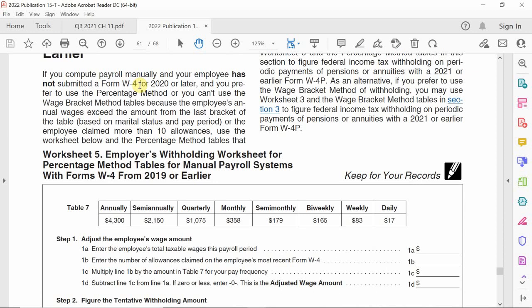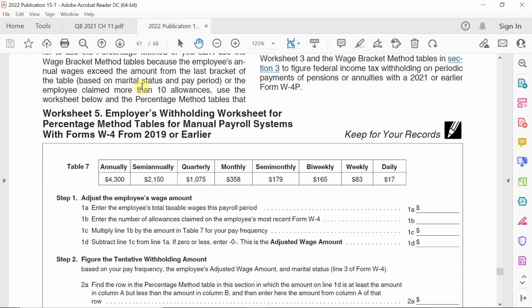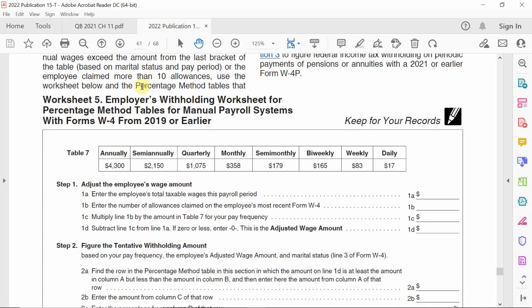If you remember on Thursday, we said that she was married and she claimed 2 allowances. Because she's on a semi-monthly, she gets paid on the 16th and every 1st of the month, or the end of the month, whatever it is that you do. That means every withholding is going to be $179 per withholding.